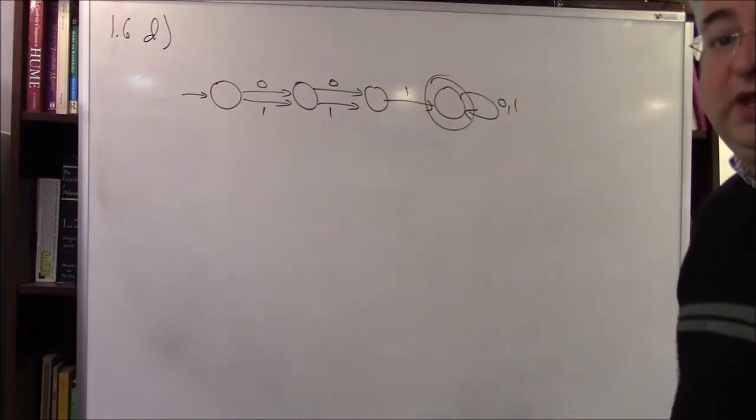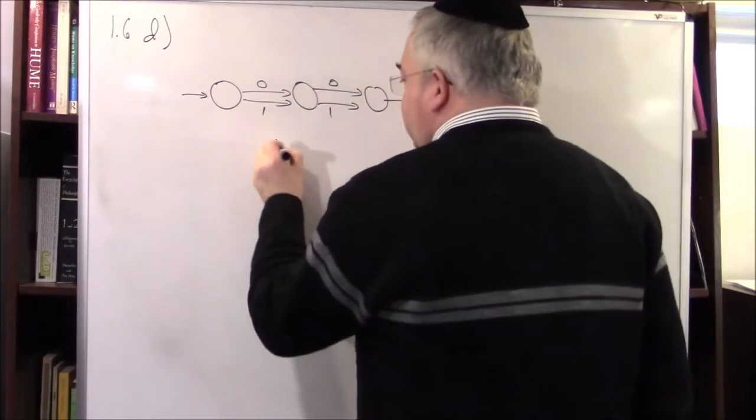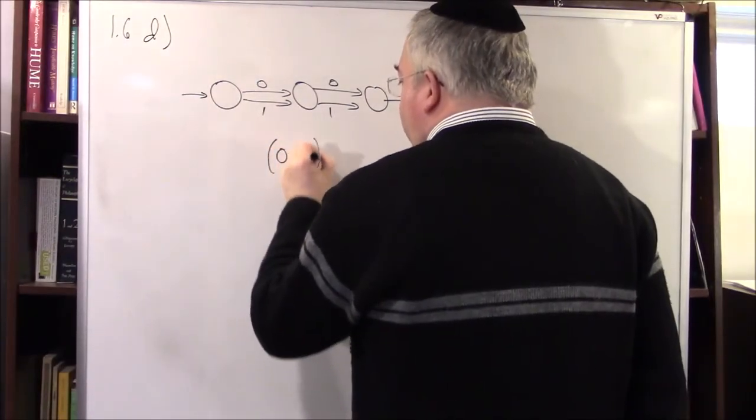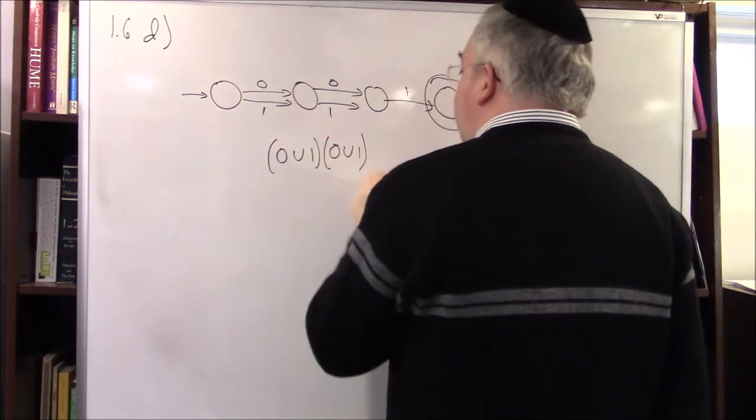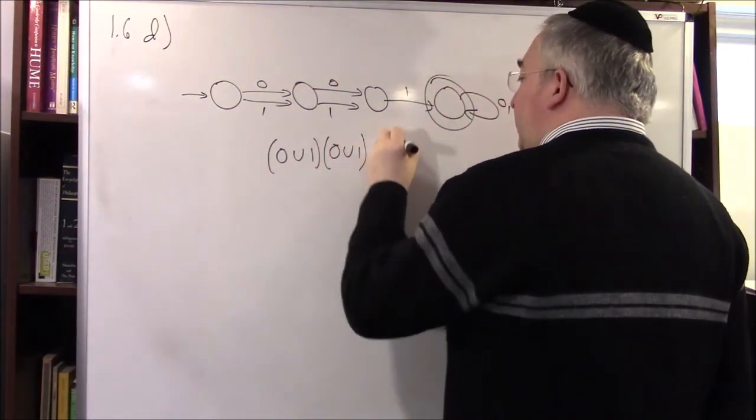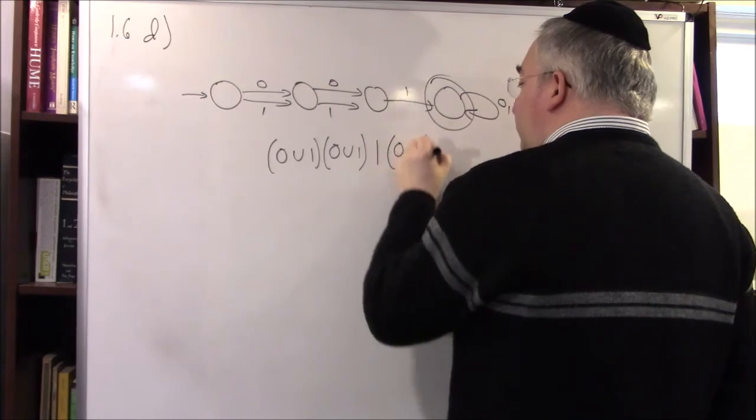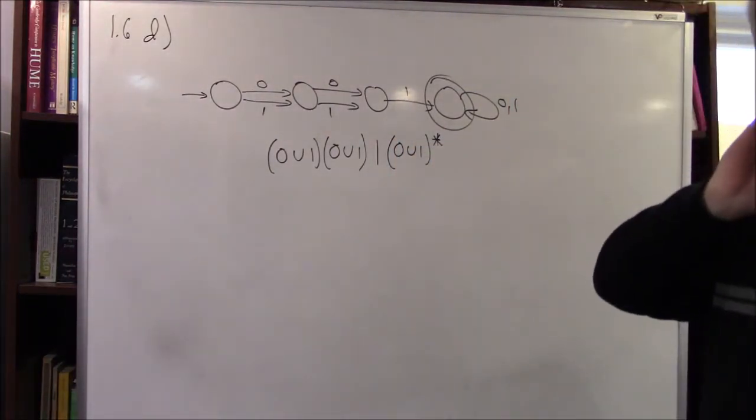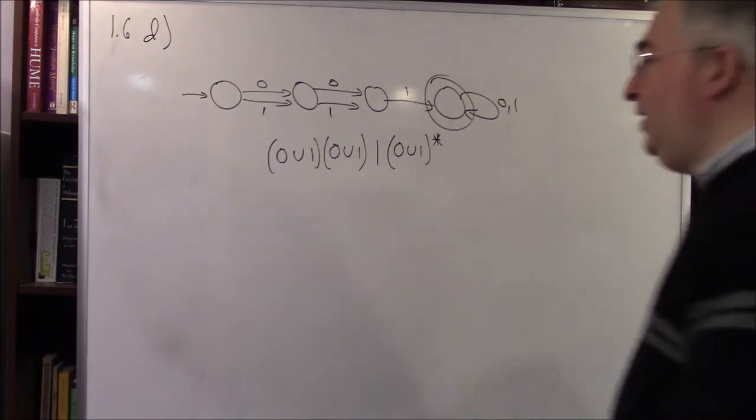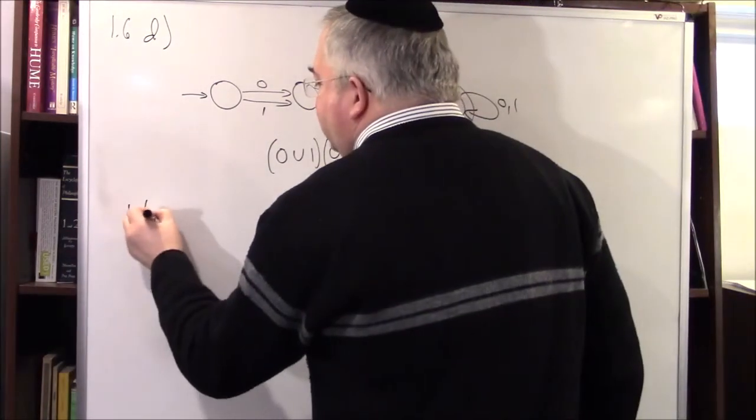Let's write this as a regular expression. It's basically 0 or 1, 0 or 1, and then 1, and then 0 or 1 star. You can have anything afterwards. Okay, great. 1.6e.